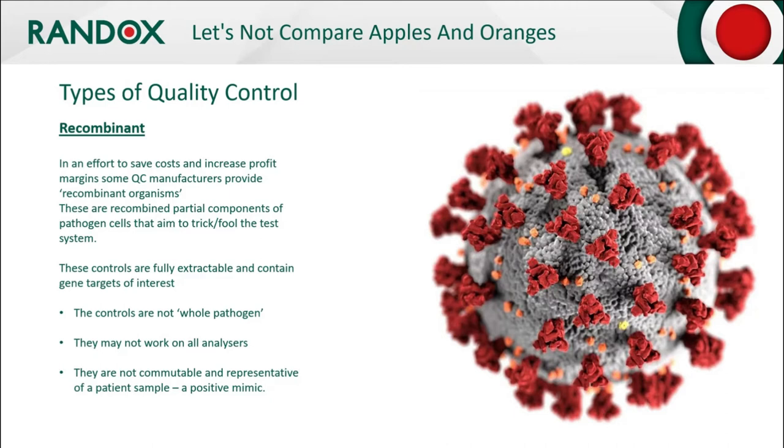These controls are fully extractable and contain gene targets of interest. However, they are not whole pathogen controls. They may not work on all analyzers, and they do not, therefore, truly represent a mimic of a positive control.